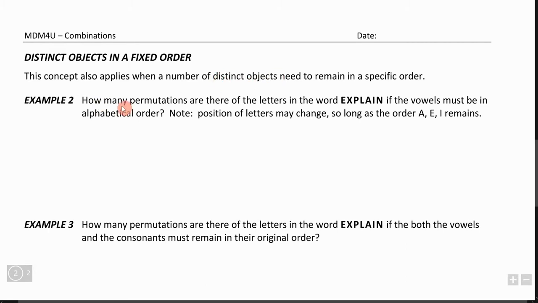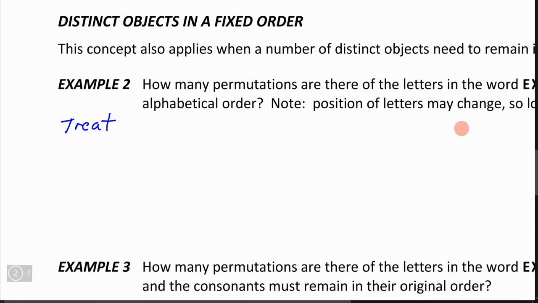Now, example 2. How many permutations are there of the letters in the word EXPLAIN if the vowels must be in alphabetical order? Note, the position of letters may change so long as the order A, E, I remains. So we treat vowels as one since they cannot change order.